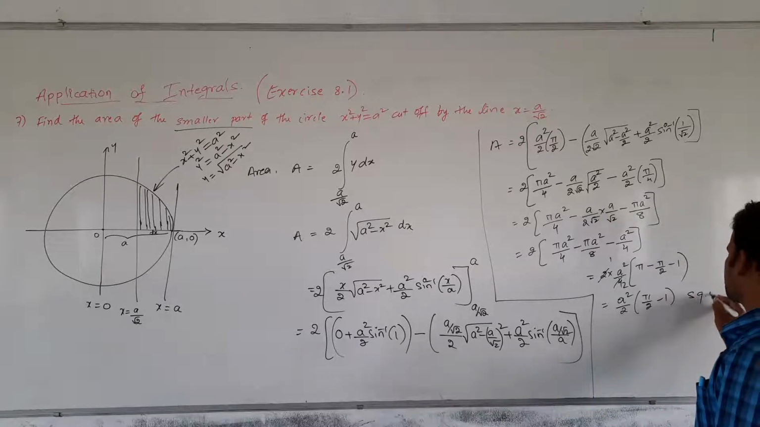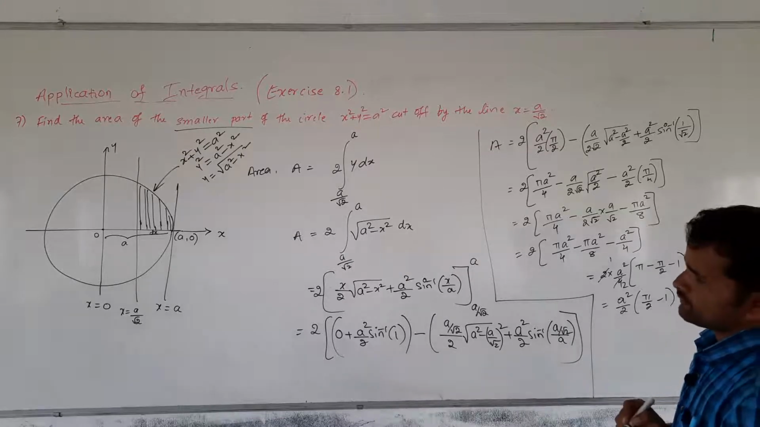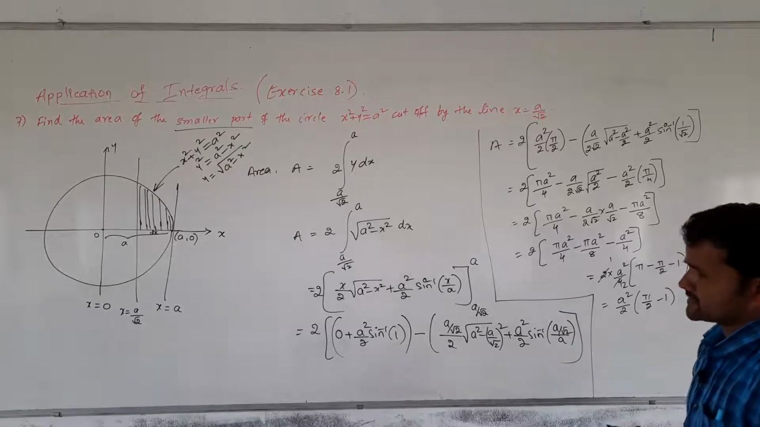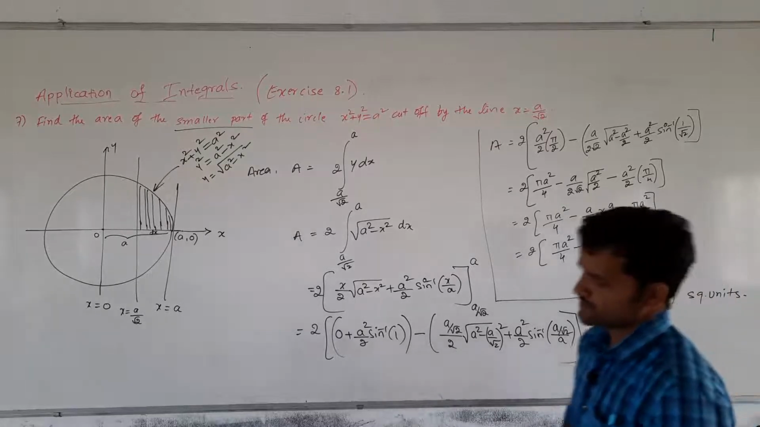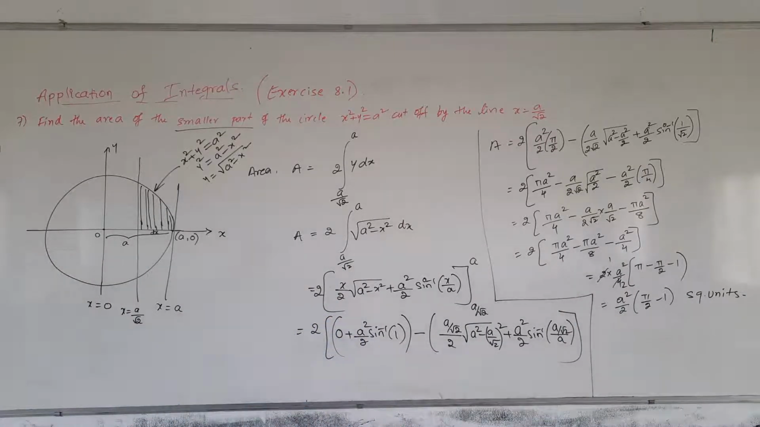So we can write here, this many square units is the area of the smaller part of the circle cut off by the line x is equal to a by root 2. This is about question number 7. Now let us take the next question.